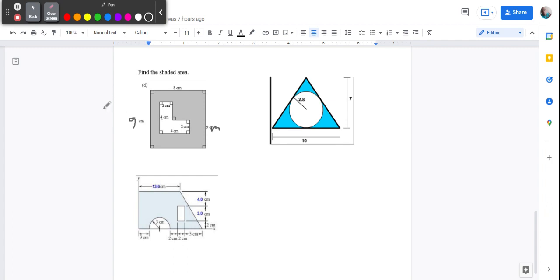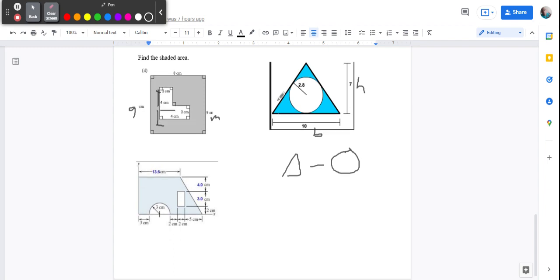What we can do is cut it up into maybe a square and a rectangle, something like this. This 4 goes here. And so we have this whole thing, which is 9 by 8, and we've got to subtract this area here. All right, here we have a triangle. The whole thing is a triangle with a base of 10 and a height of 7. And we've got to subtract the circle inside of it. Okay, that'll get us this blue shaded area there.